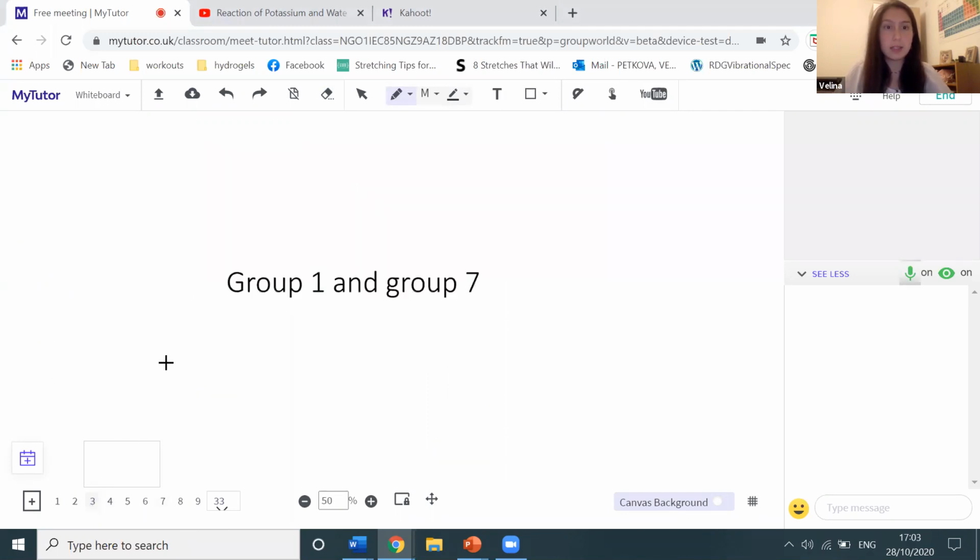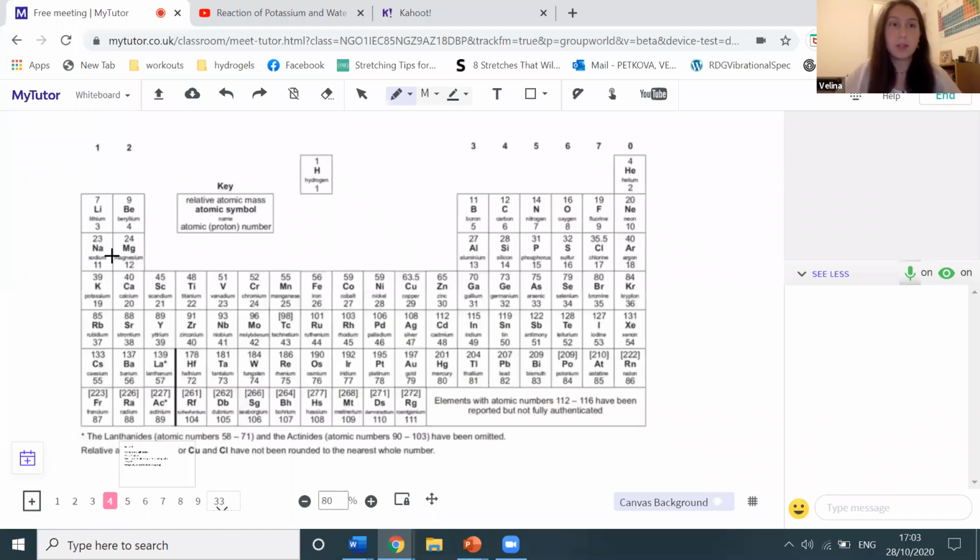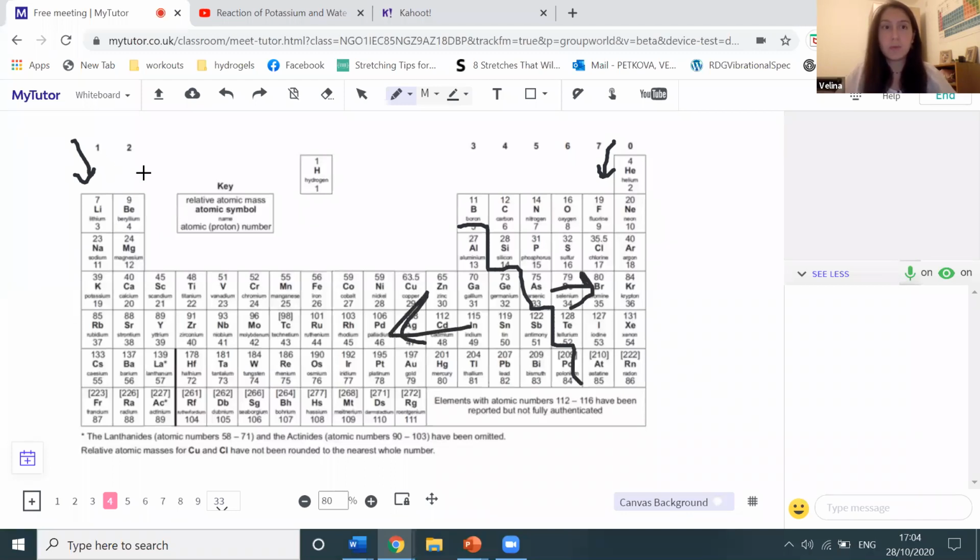Okay, so now let's start our topic of the day, group 1 and group 7. So as we know, the group 1s are down here, and our group 7s are right here on the right-hand side. We know from our staircase that this side's non-metals, that side's metals. So group 1s are all metals, and group 7s are all non-metals.